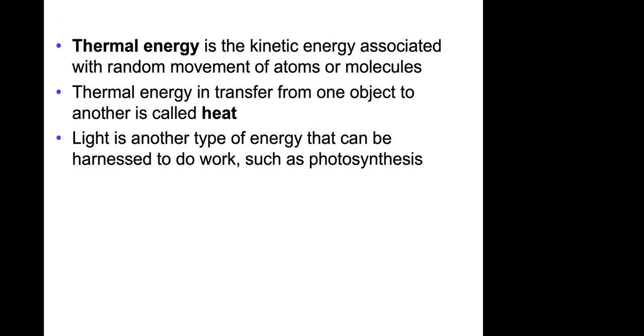Thermal energy is a form of kinetic energy that's associated with the random movement of atoms or molecules. Thermal energy in transfer from one object to another is called heat. Light is another type of energy that can be harnessed to do work. And in a future chapter, and a little bit in this chapter, we'll talk about one way that we can produce energy, which is through photosynthesis, where we take light energy and convert it into chemical energy.